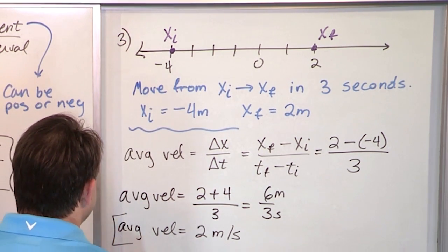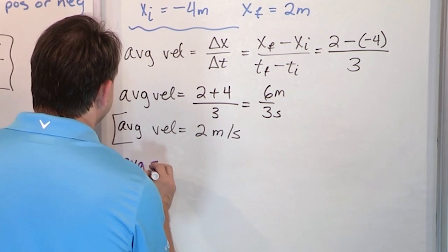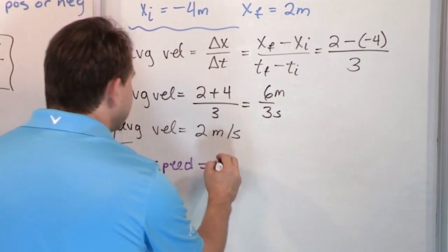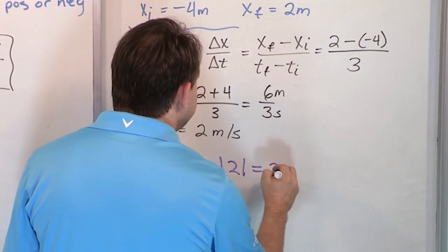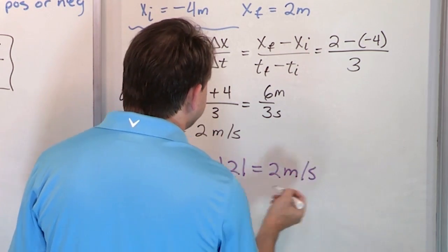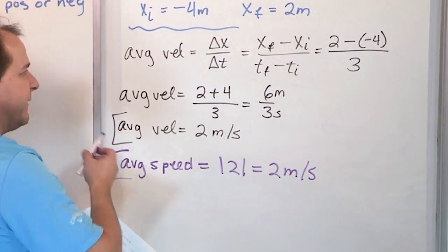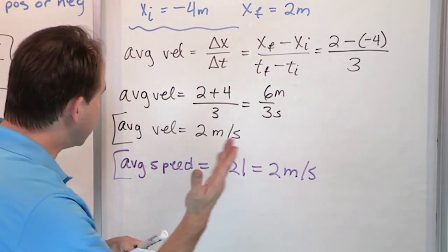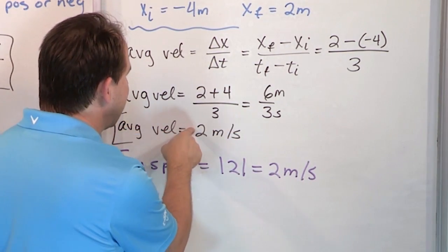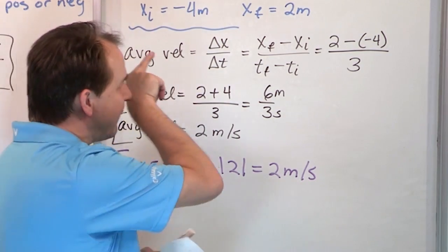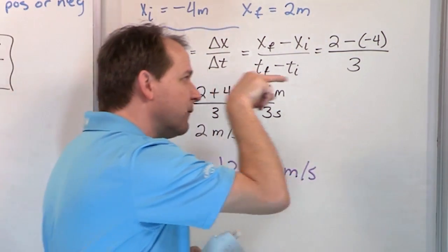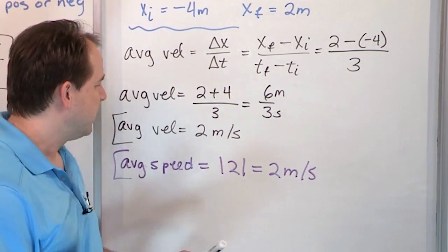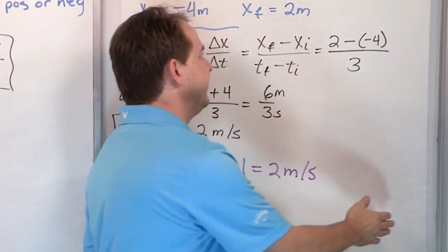What's the average speed? This could be a good test question. Average speed: all you do is take the average velocity and take its absolute value. In this case, it also becomes 2 meters per second, because when the velocity is going to the right, the speed and velocity will match. You know that this sign means +2, which means it traveled to the right from its starting point. If we had gotten a negative answer for the average velocity, we would have gone to the left. Average speed, however, is always going to give you a positive number.